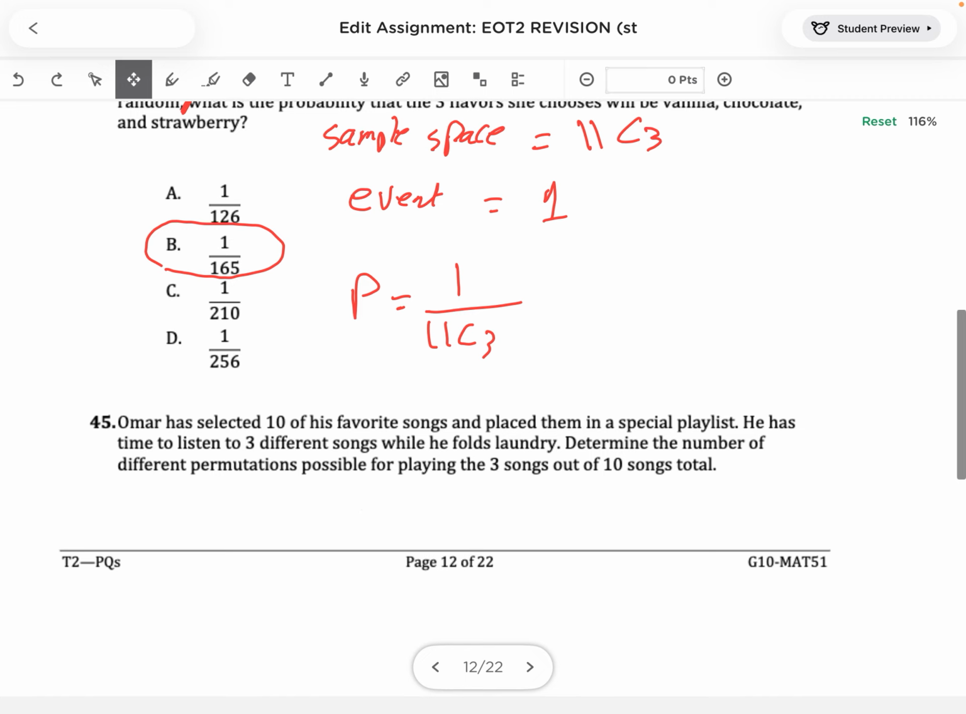Omar selected 10 of his favorite songs and placed them in a playlist. He has to listen to 3 different songs. Determine the number of different permutations. So, that's 10 permutation 3. That's it.